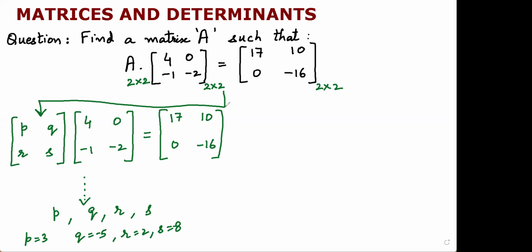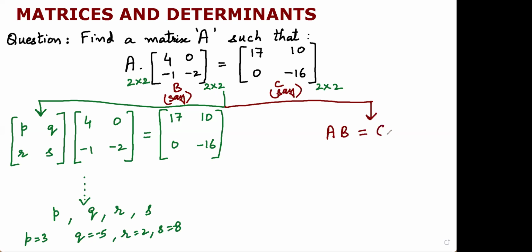Another way is, you can suppose that this matrix is B, the given, and on the right hand side this matrix is C. So A is the unknown matrix. So you can write the matrix equation like this: A times B is equal to C. Now you want to eliminate B from here. So you multiply with B inverse.